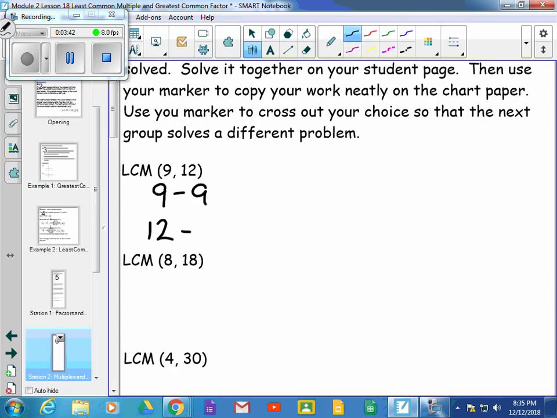9 times 1 is 9. 9 times 2 is 18. 9 times 3 is 27. 9 times 4 is 36. 9 times 5 is 45.